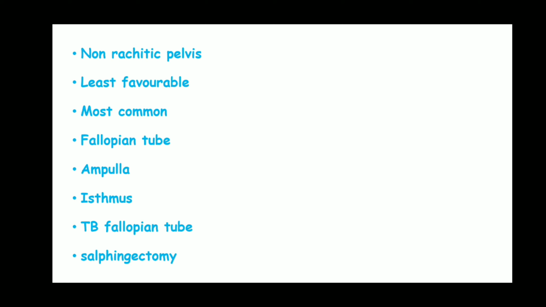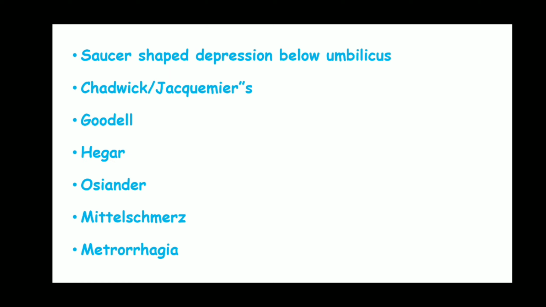And actually, before the isthmus, in some books it says it's starting from the isthmus. No, just before that one more small portion is there. It's the intramural or interstitial part. Then TB fallopian tube. This is the most common cause of infertility in India. Remember, TB of the fallopian tube is the most common cause of infertility among women in India. And salpingectomy is removal of the fallopian tube, usually done in case of ruptured ectopic pregnancy and all.